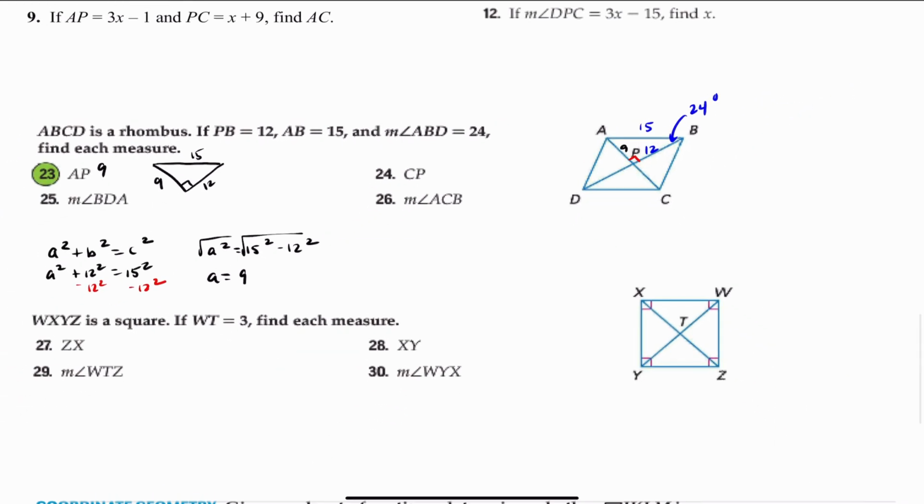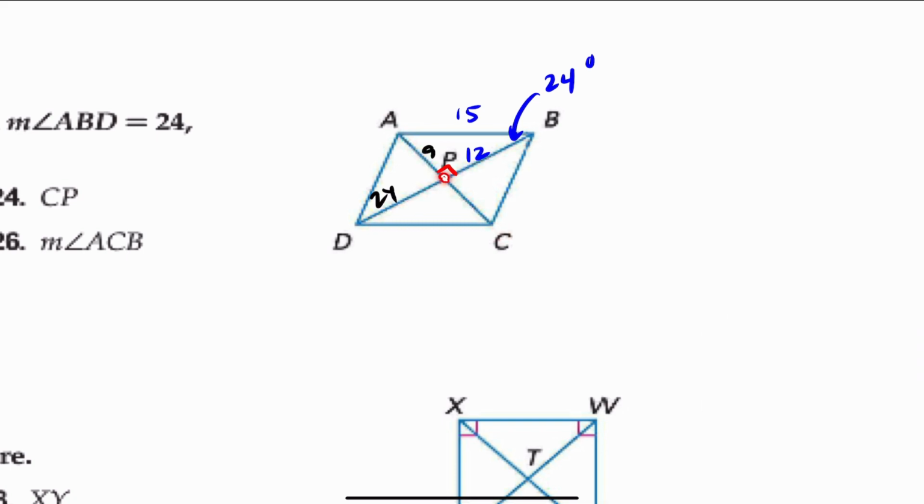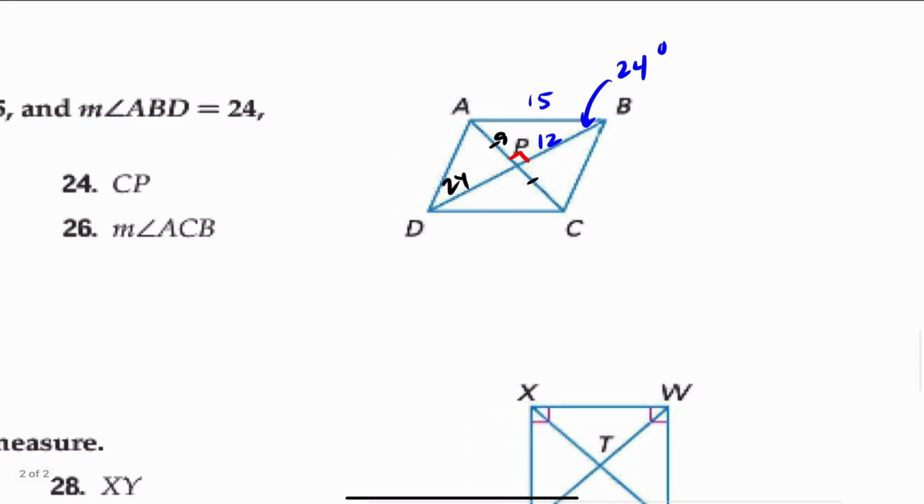And then the measure of angle BDA. How long is that angle? Well, we know that opposite angles are congruent, and this whole angle should be twice this angle. So these angles are congruent, even the little ones right here are congruent to the little ones over here. If this is 24, this has to be 24, and this is 24, and that's 24. So that angle is 24 degrees. And then CP, what's CP? You just need to know that these diagonals intersect at a midpoint and split the segment into two congruent parts, so you can figure out what that is.